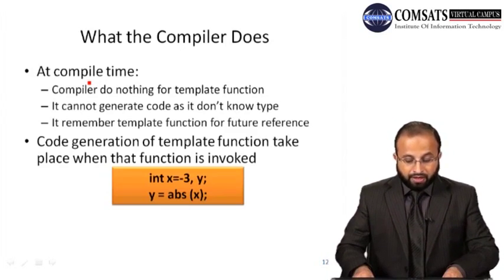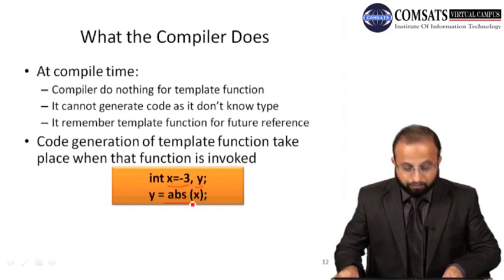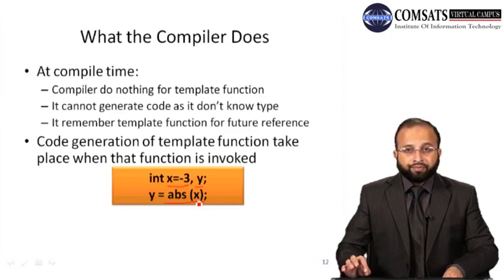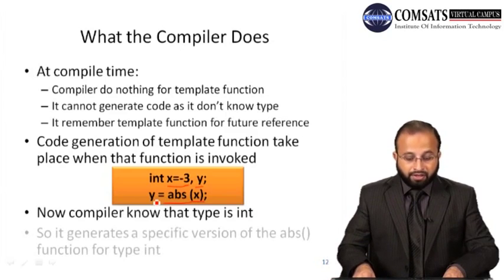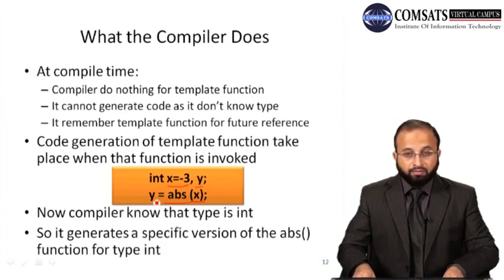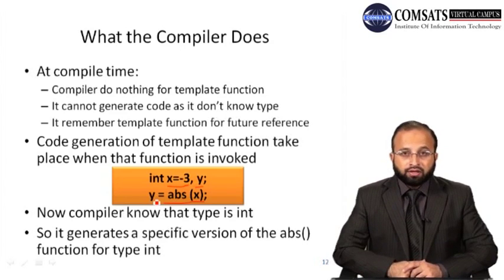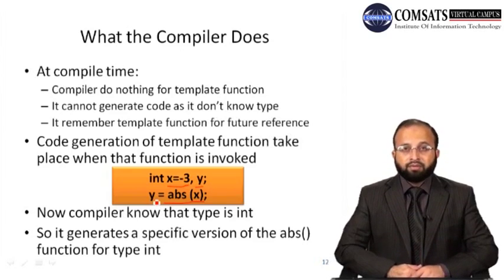For example, if we have a statement like int x is equal to -3 y, so both are integer parameter, right? And when we call this function like this abs x, then it determines the type of x is int, so it instantiates the int version of the ABS function, and then executes that function by passing it the value of x, and whatever is returned is stored in y. ठीक है? So now the compiler knows that type is int, so it generates a specific version of the ABS function for int type. So अगर x की type float होती तो ABS function का एक और वर्जन इंस्टेंशिएट हो जाता जिसमें पैरामीटर की टाइप फ्लोट होती और रिटर्न टाइप भी फ्लोट होती.